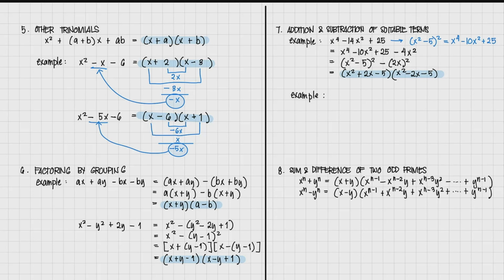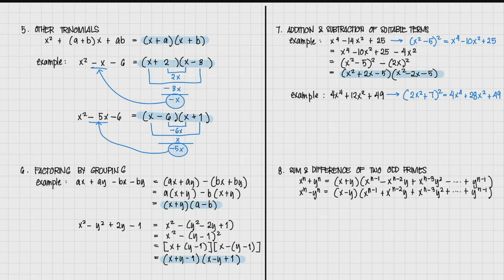Let's see another example. So, we have 4x raised to 4 plus 12 times x raised to 2 plus 49. So, from this equation, concern natin yung first and last terms natin. So, from the first and last terms, we get 2x raised to 2 plus 7, then the whole thing raised to 2. And this is equal to 4x raised to 4 plus 28 times x raised to 2 plus 49.